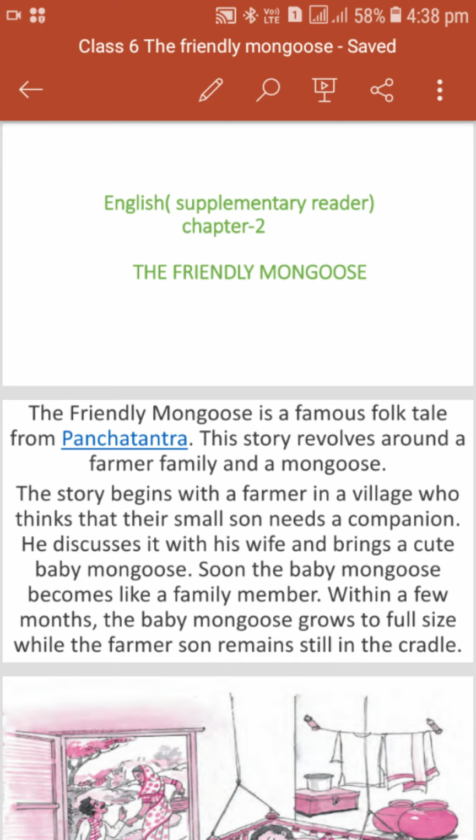Within a few months, the baby mongoose grew to full size while the farmer's son remains still in the cradle. He is not able to walk around here and there. He needs help.